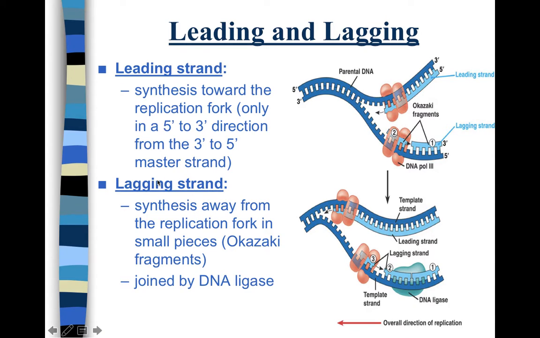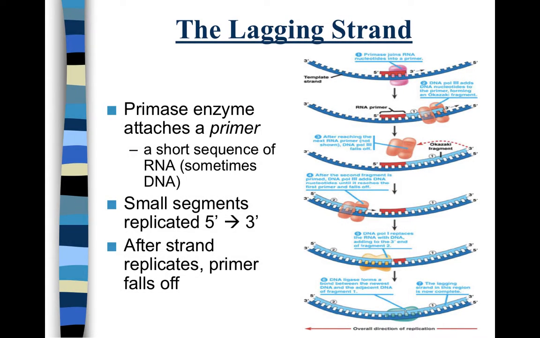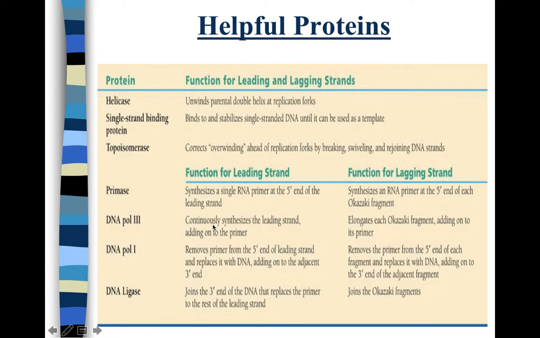The lagging strand synthesizes away from the replication fork in small pieces, Okazaki fragments, joined by DNA ligase. On the lagging strand, primase enzyme attaches a primer, a short sequence of RNA. Sometimes it can be DNA. Small segments are again only replicated from 5' to 3'. After the strand replicates, the primer falls off.